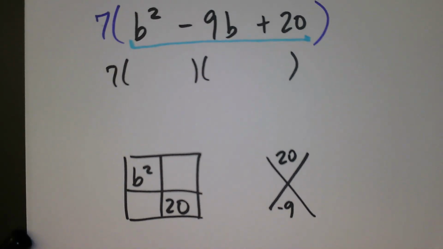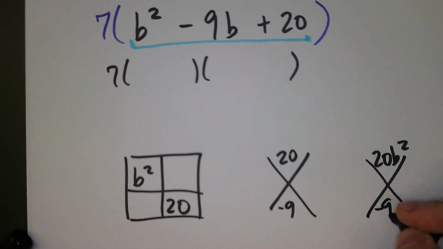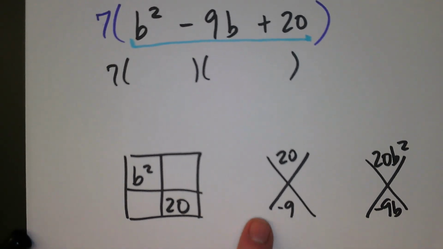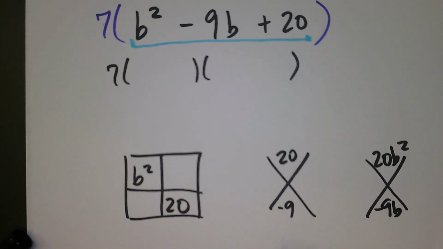It's a little bit lazy here. I'm setting up my diamond problem without the variables. You can do it either way. I could make this 20b squared and a minus 9b. Some students find that they like it with just the numbers. So I need numbers that multiply together to get 20 and add to negative 9.